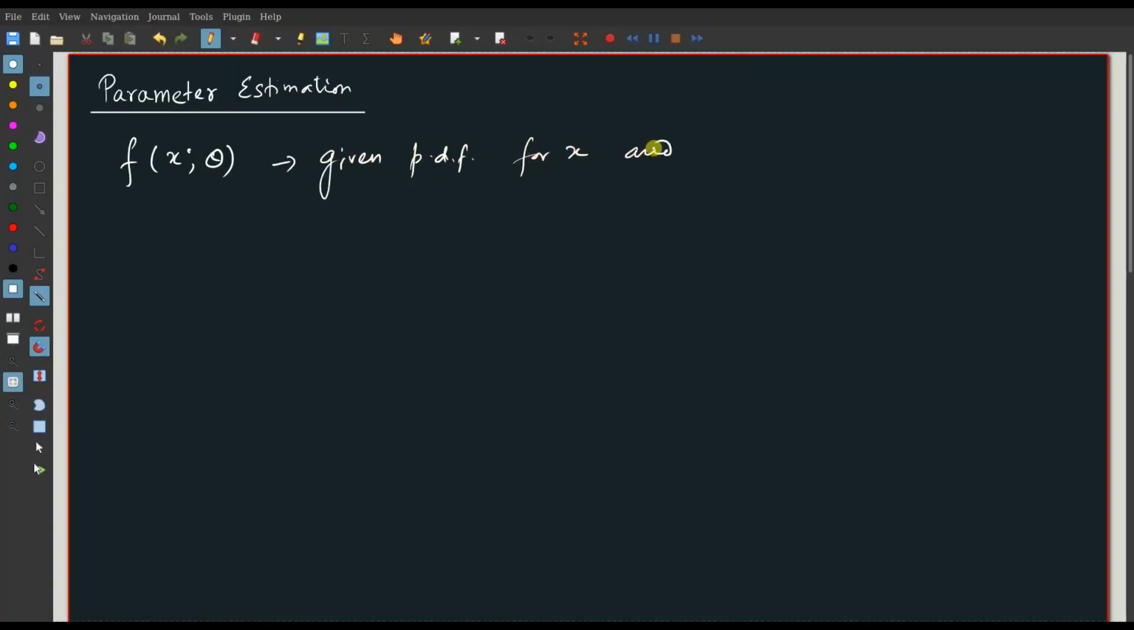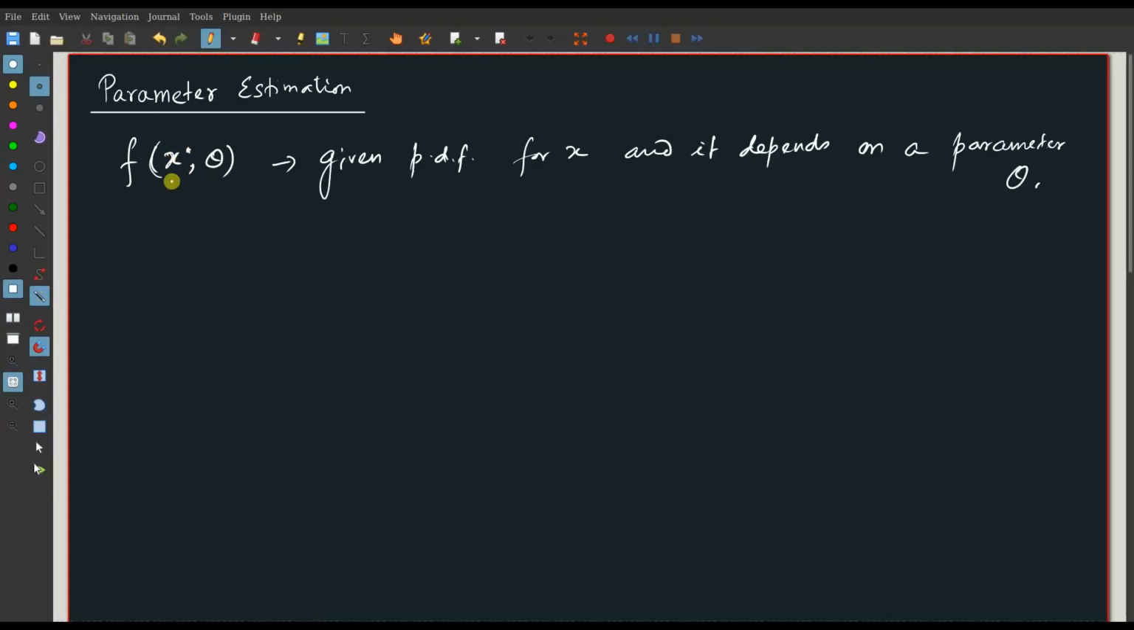and it depends on a parameter. Usually this is a continuous parameter, theta. Okay. So basically how x is distributed depends on the value of theta. So if you change the value of theta, you will get a different distribution of x. Try to keep that in mind.